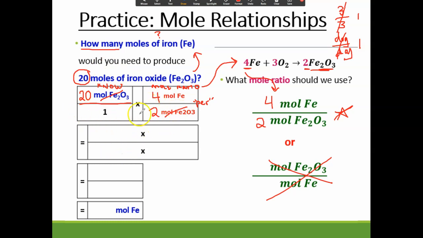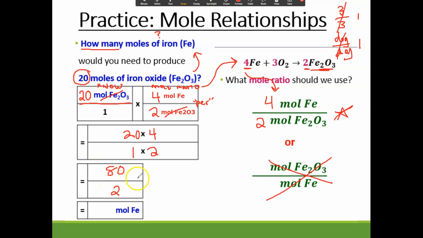Okay, so now we're going to go ahead and multiply these together. When you multiply fractions, you just need to multiply the numerators, the tops together. So 20 times 4. And you multiply the denominators together, the bottoms. So 1 times 2. Multiplying that together, 20 times 4 equals 80, and 1 times 2 equals 2. So now I'm left with this fraction, 80 over 2.